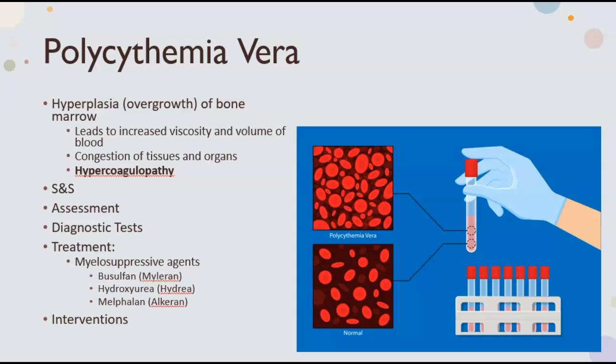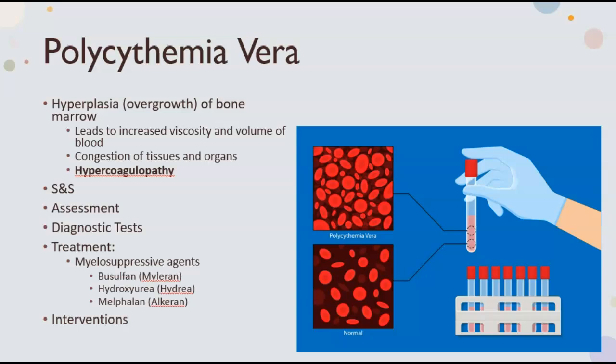This can develop gradually and is usually chronic. They are going to have congestion of the tissues and the organs because they have an increase of volume of the blood and an increase in the viscosity of the blood. So a sluggish circulatory process is going to result in excessive clotting or hypercoagulopathy, and it's going to predispose this patient to infarctions. Signs and symptoms: increased red blood cells.